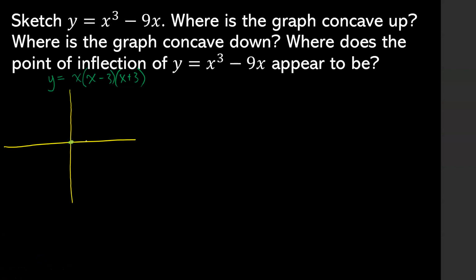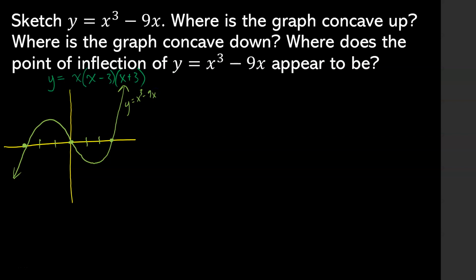So a 0 at 0, a 0 at 3, and a 0 at negative 3. Hopefully you know that x cubed minus 9x is odd, so we're going to see symmetry about the origin. Or you can imagine I drew that neatly. Y equals x cubed minus 9x.